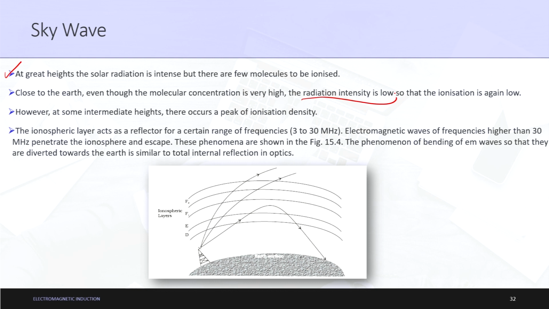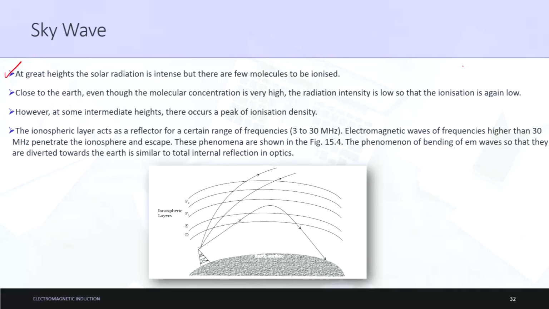So the ionization is again low. If the radiation intensity is low, the molecules cannot grasp more energy, and hence the ionization is low. If the energy consumed by the air molecules is more, then the ionization will be more. Next is, however, at some intermediate height there occurs a peak of ionization density.